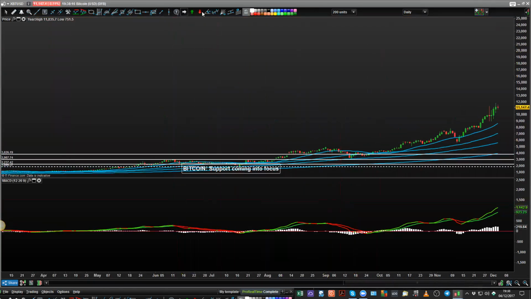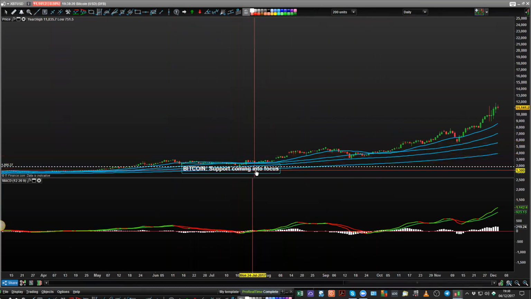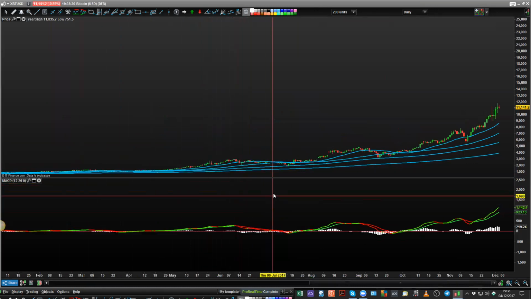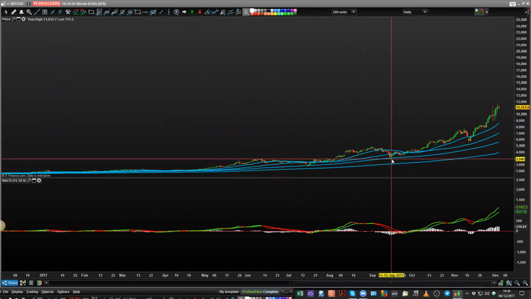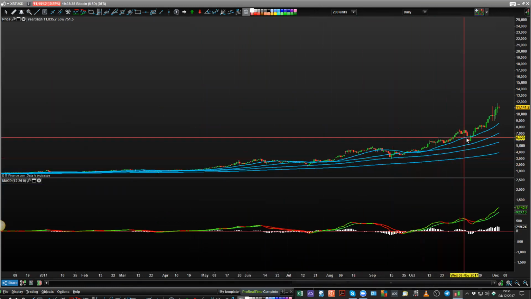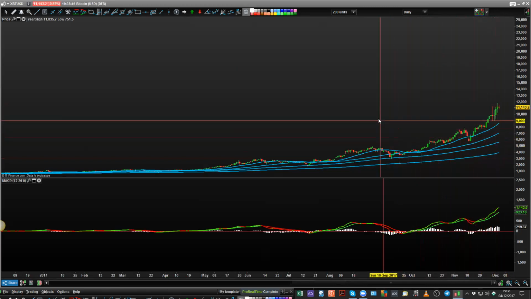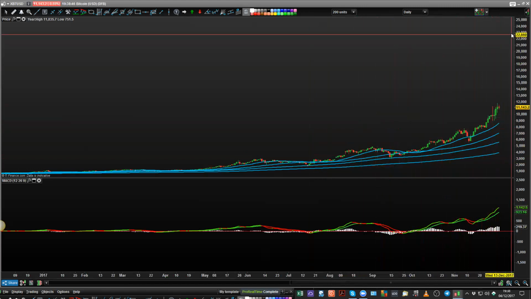This is something I wrote on this ages ago. Bitcoin support coming into focus down here. Let's take that off. But it works in just the same way as everything else. Likes the 100-day moving average down here in September. Held the 20-day moving average. We're very extended up here. Very extended, all the height it's getting. This is the daily chart.